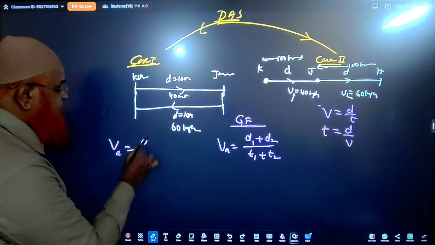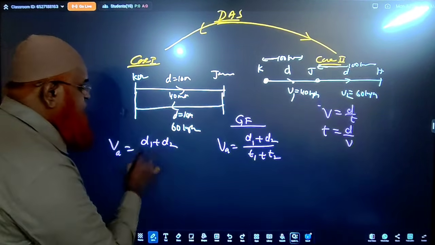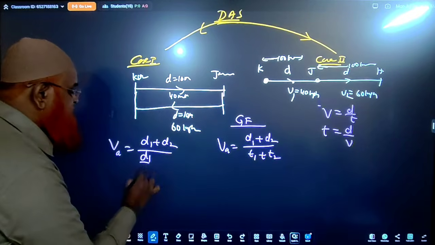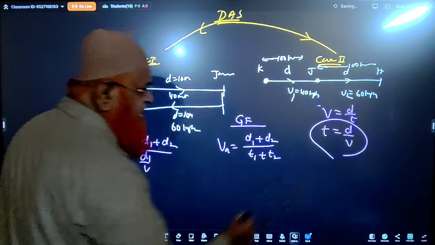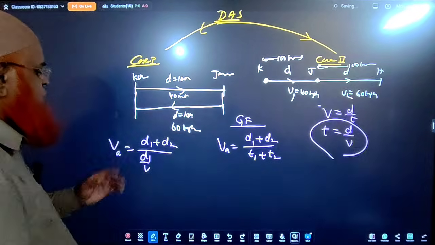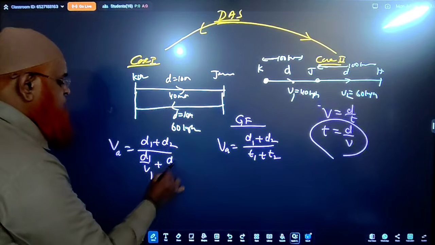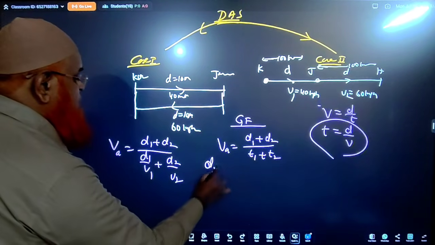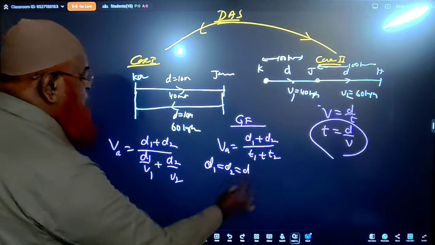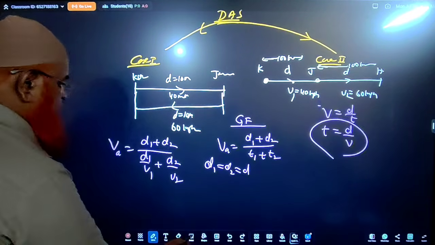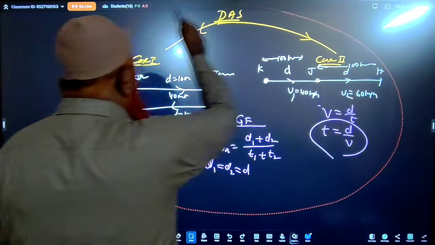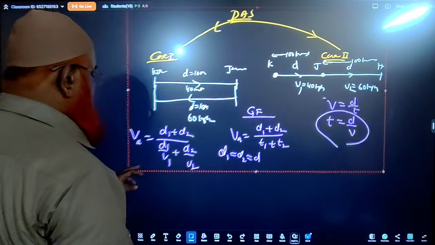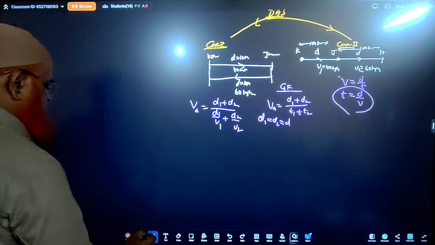V average, you write distance as d1 and d2. Time can be written as d1 by v1. Just like t is equal to d by v, t1 is equal to d1 by v1, t2 is equal to d2 by v2. But in all these cases, d1 and d2 are going to be the same here. Okay. So as they are going to be the same, what will you write now?